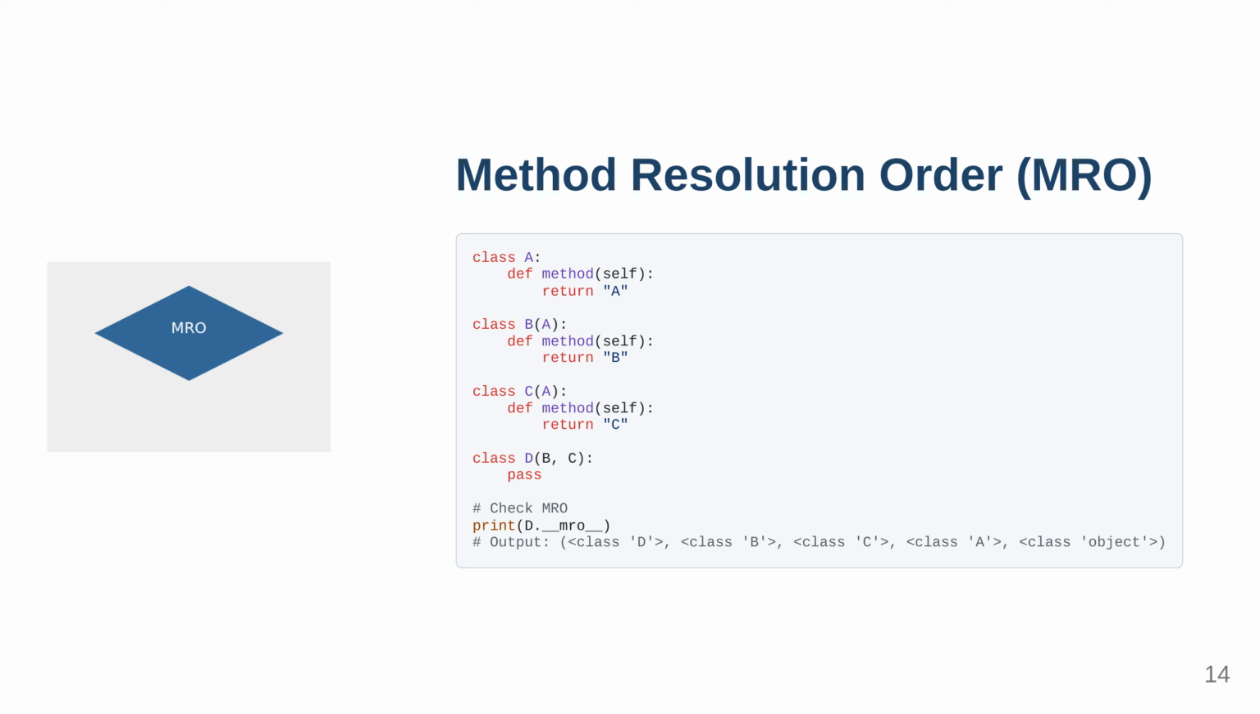Method resolution order determines the sequence in which Python searches for methods in the inheritance hierarchy. Understanding MRO is crucial when working with multiple inheritance. Python uses the C3 linearization algorithm to determine MRO. You can inspect a class's MRO using the __mro__ attribute or the mro method.